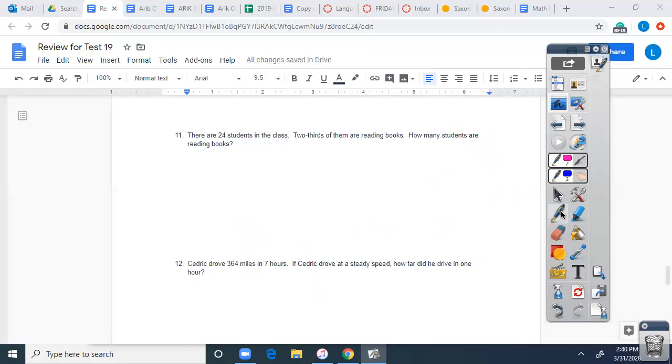24 students in the class. 2/3 of them are reading books. How many students are reading books? So we are finding 2/3 of 24. All right, 2/3 of 24. So we are going to do something very similar to what we just did with the ribbon, with the millimeters of ribbon. Okay, we are going to take the denominator and divide that into our number.